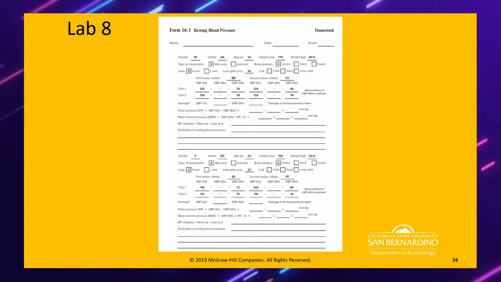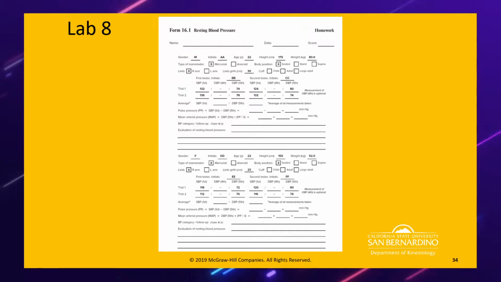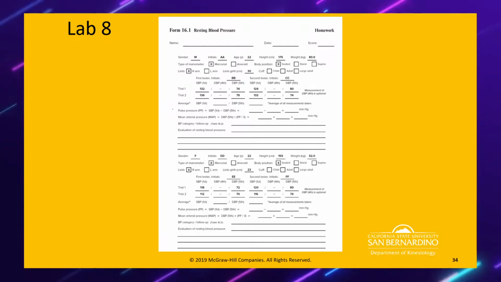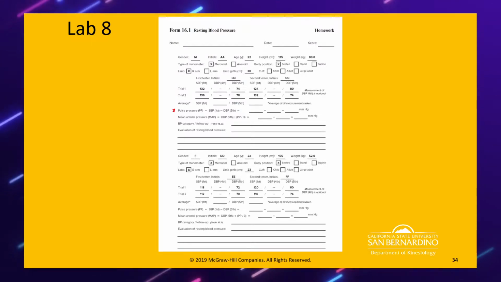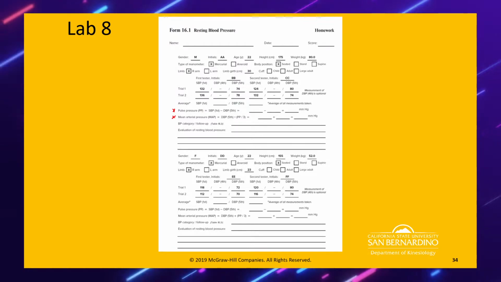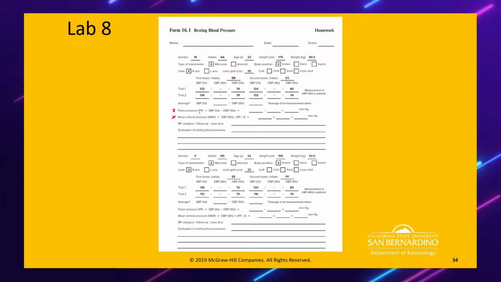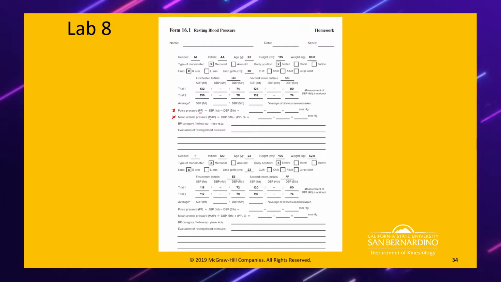In this lab we were talking about resting blood pressure. Specifically, we're paying attention to two things. We're going to look at the pulse pressure as well as the mean arterial pressure. Shortened up, you can see that it's called PP or MAP.